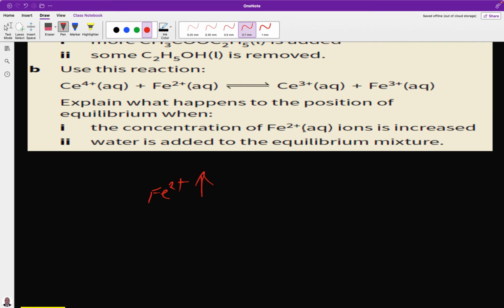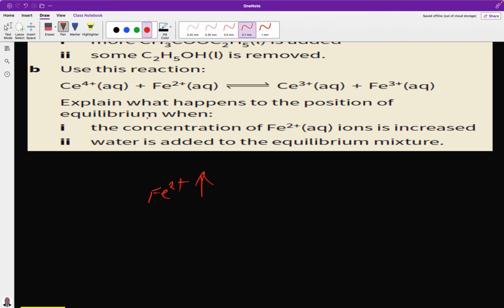Explain what happens to the position of the equilibrium when water is added to the equilibrium mixture. Adding water to the equilibrium mixture will have no influence on the position of the equilibrium.